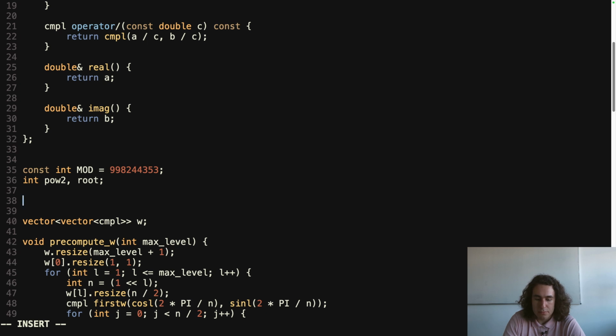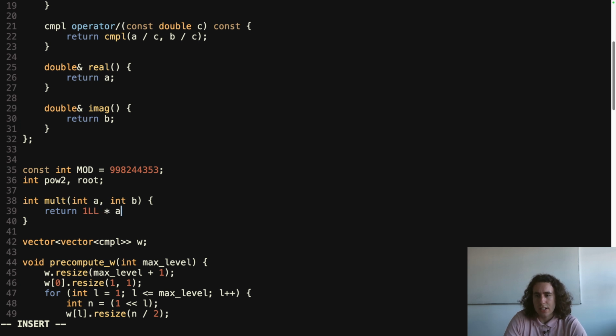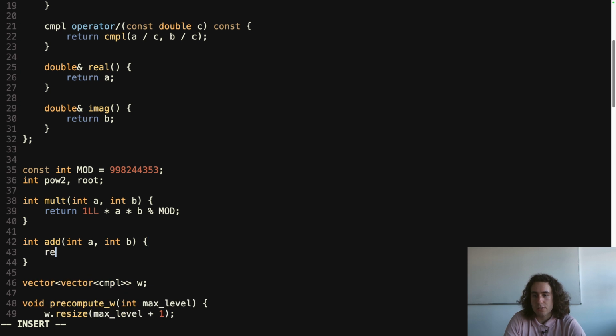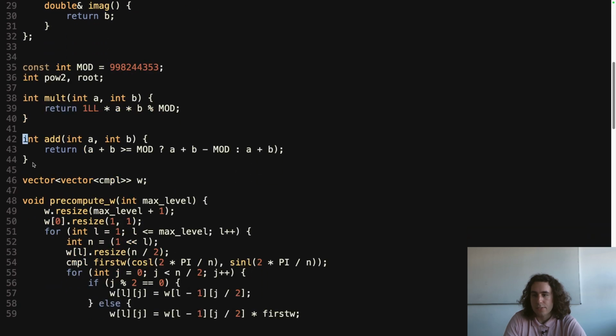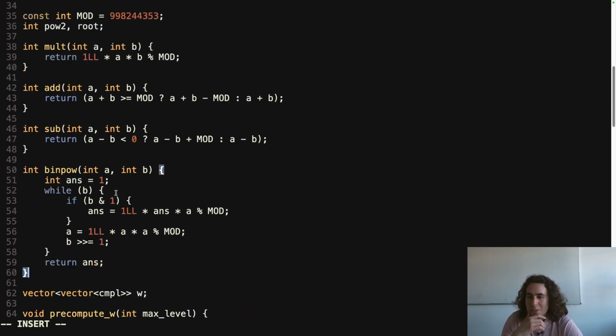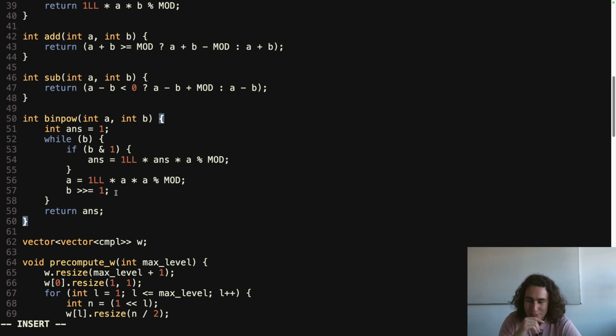So we need to implement some operations modulo, right? A, B, let's multiply them. This is like A times B in longs. Addition of A and B: if A plus B is at least mod, then it's A plus B minus mod, otherwise it's A plus B. The same for subtraction. If A minus B is less than 0, then we go A minus B plus mod, otherwise A minus B. Binary power I haven't implemented, so I'm not going to write it down myself.